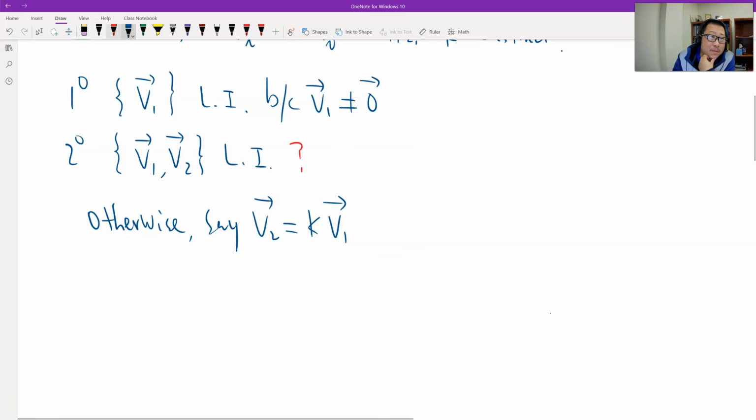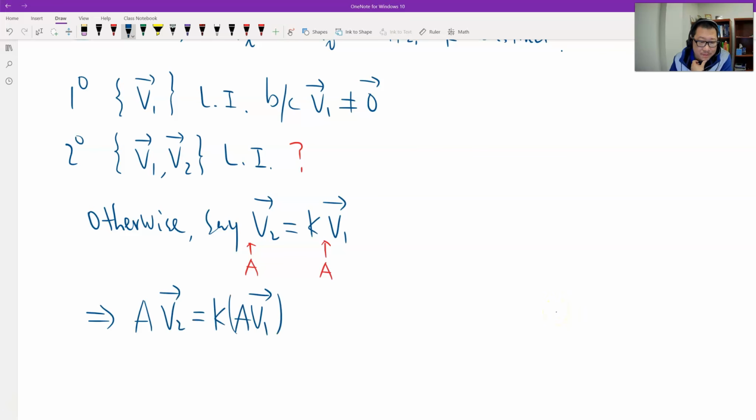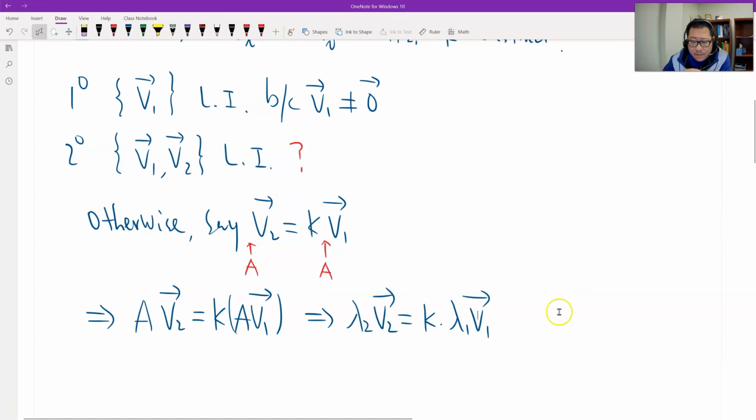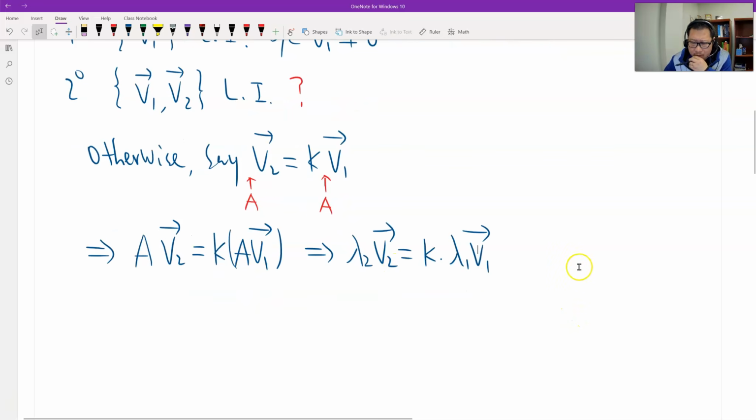How? I left multiply by A on the left side, and on the right side I also left multiply by A. Therefore we get A times V2. By the definition of eigenvector and eigenvalue, A times V2 is lambda 2 times V2, right? That's the definition of an eigenvalue and eigenvector. Is something wrong? I don't know yet. I have to plug in that V2 is a scalar multiple.